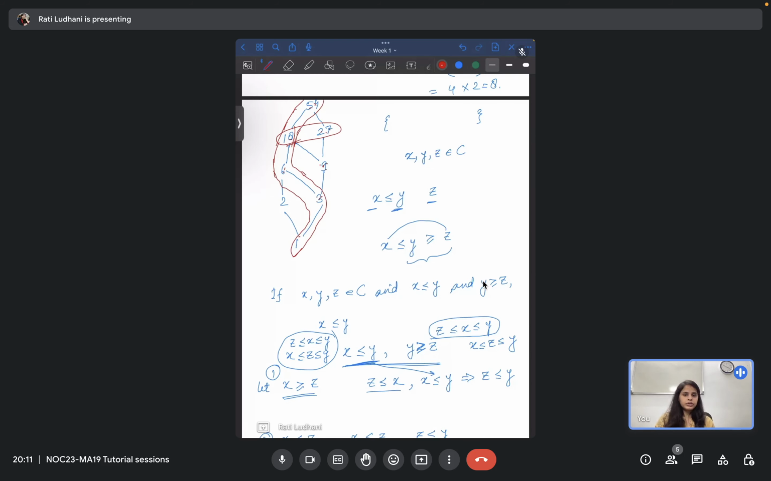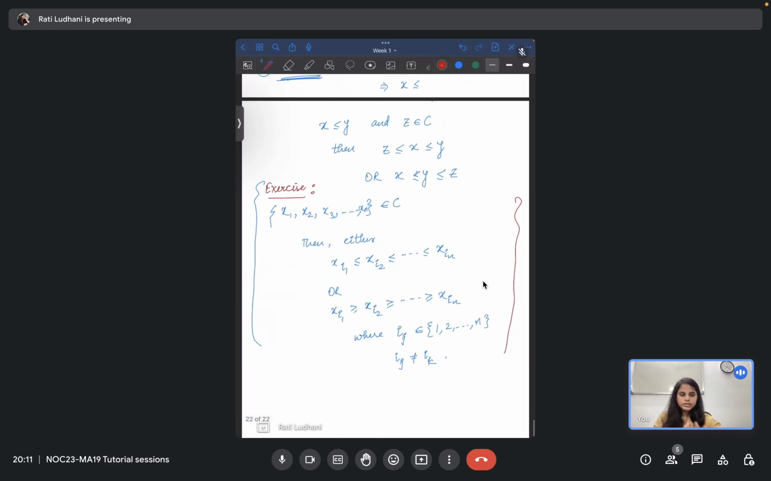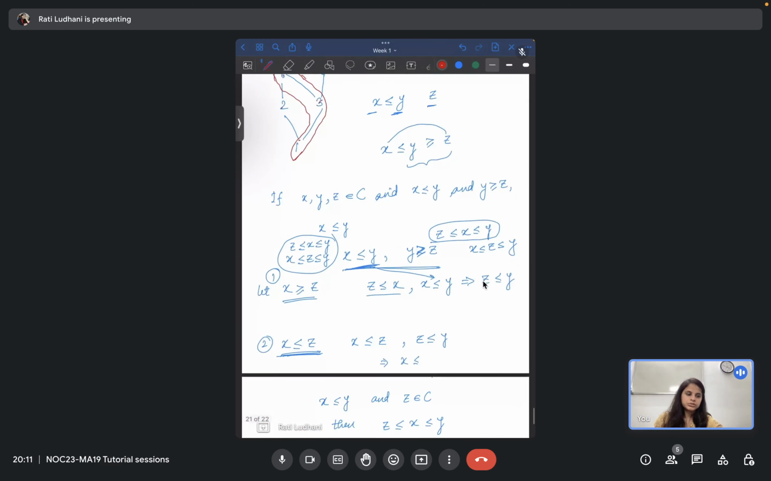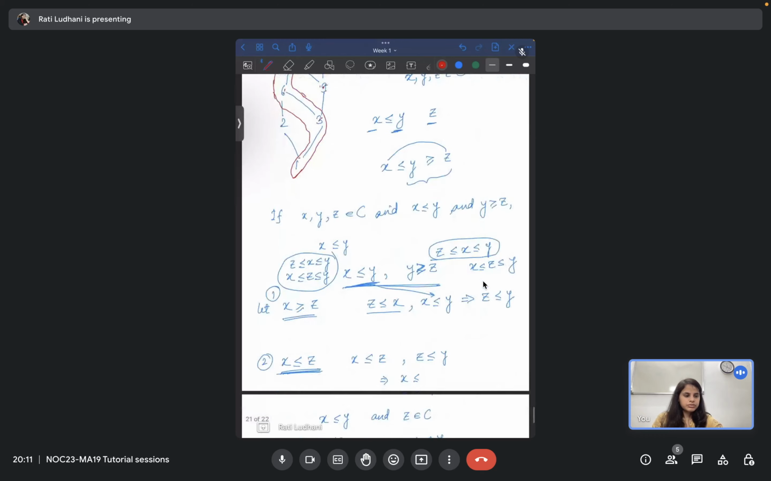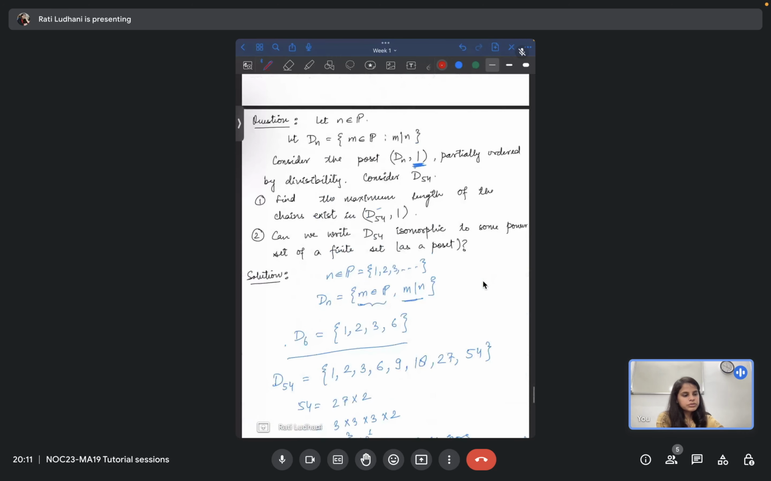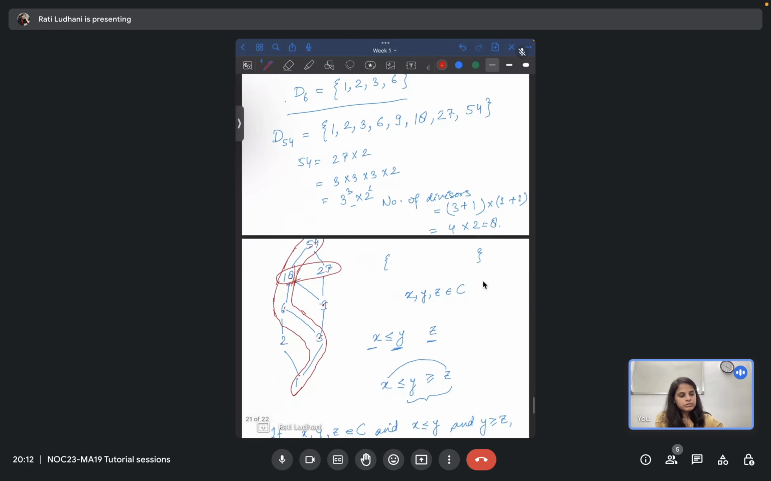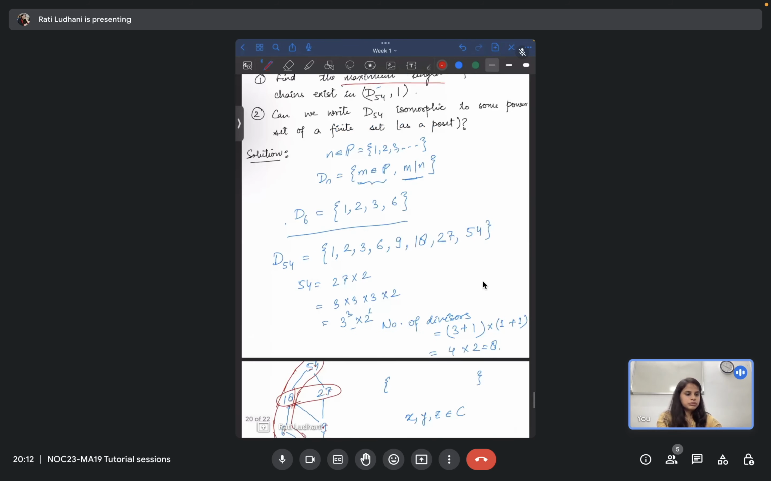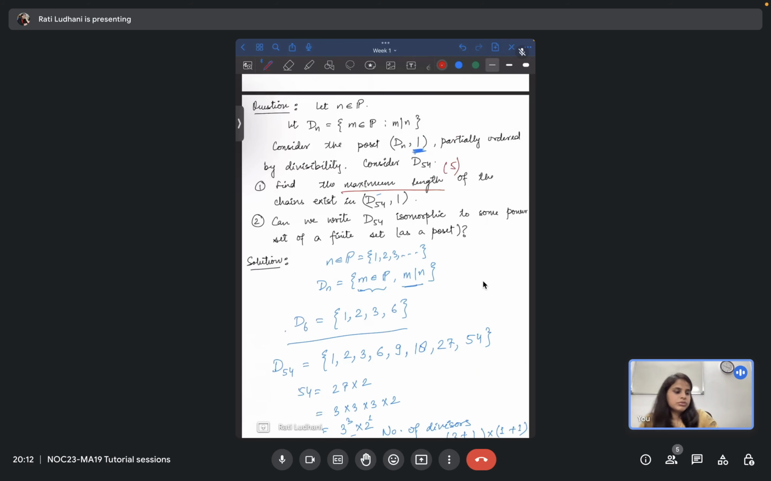Is that clear how we are doing that? Yes, ma'am. So basically, if you prove this exercise, then you will be done. Just try to do it. It will be helpful. So if the maximum length has been asked, the answer should be just 5: 54, 18, 6, 3, 1, whichever you choose among the 4 we have. So the length should be 5.